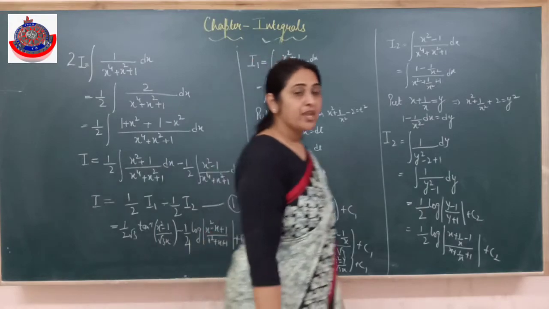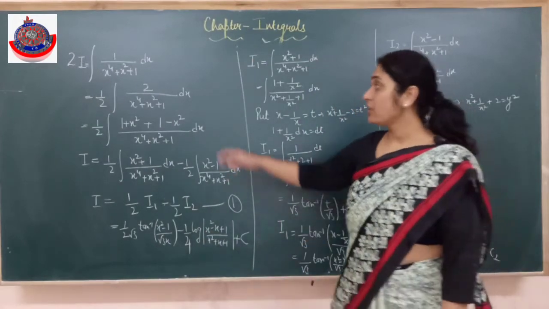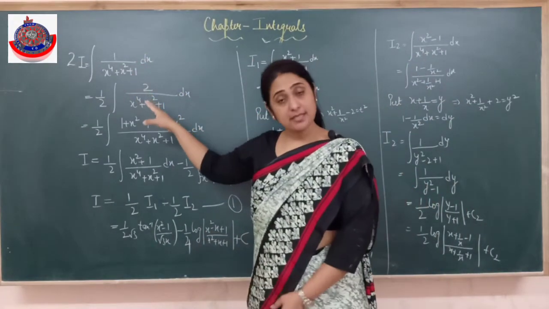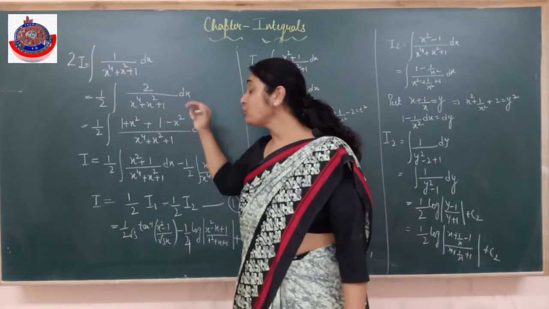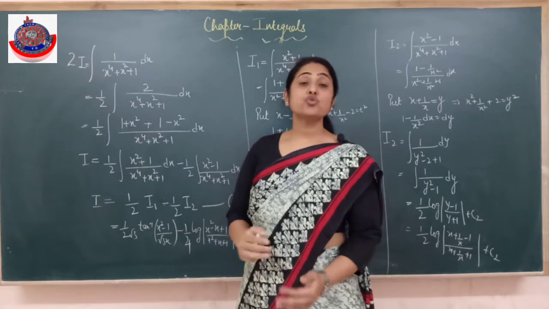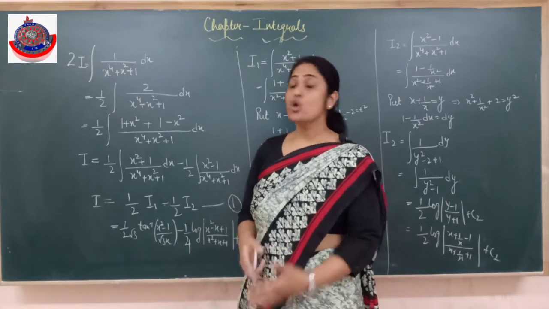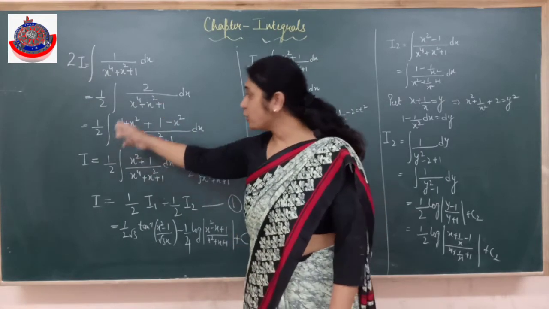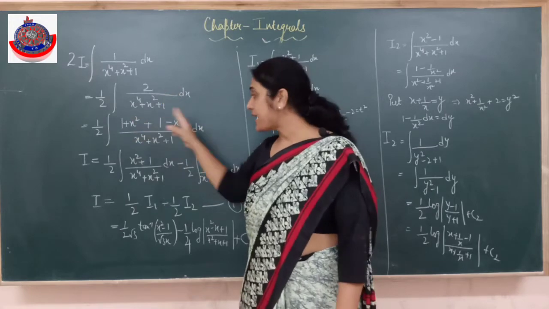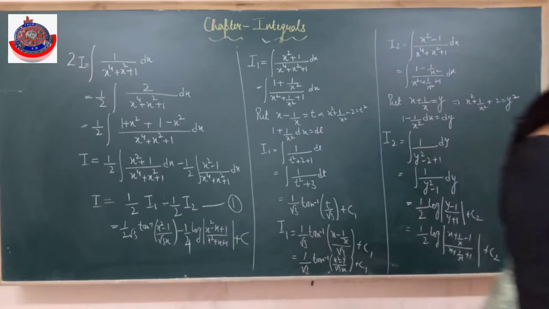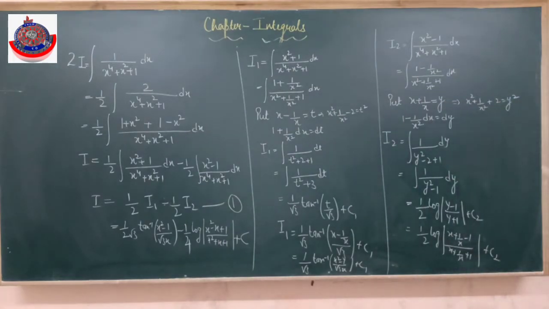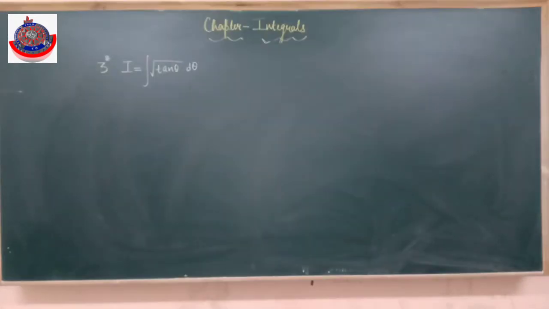Is it clear? Fine. If you have 1 upon a biquadratic, x raised to power 4 plus x square plus 1, I have to have x square there to get into a proper form and to solve it. So we have multiplied by 2, divided by 2, added x square, subtracted x square, then it has come into a proper form which we know how to proceed with. Alright children, let's see the next question.